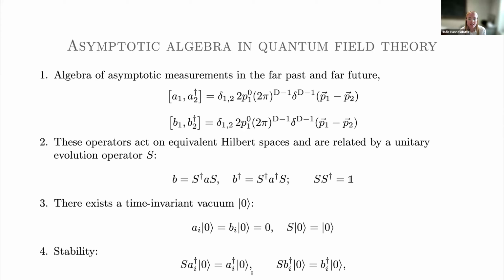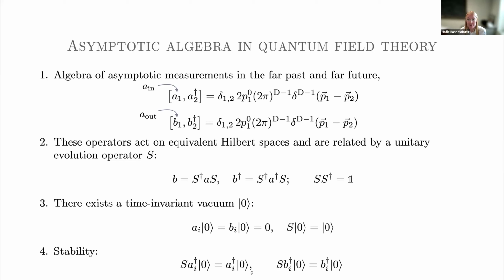A lot of this might be familiar from quantum field theory textbooks. So we assume that we have an algebra of asymptotic measurements in the far past and far future. So we have creation and annihilation operators that satisfy these commutation relations. And you might see these written as A in and A out in textbooks. But here we use the notation A and B.